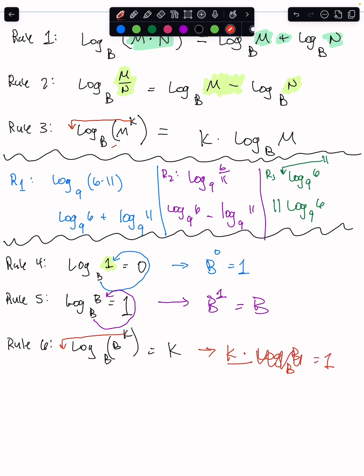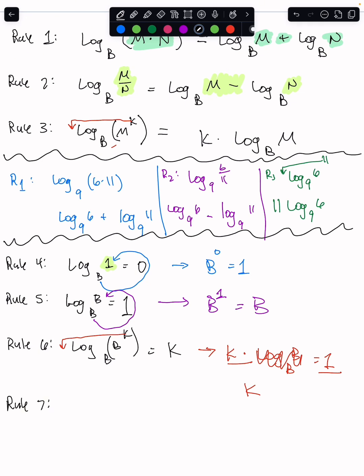So I actually have k times 1 is just k. So that's why if you have a base raised to itself to another number, it's just that number because they end up canceling out. All right. Sometimes when I'm doing it in class, I'll just cross this out and just leave the k. That's rule 6. And the final rule, rule 7, which we won't use very often, but I'm going to go ahead and give it to you.